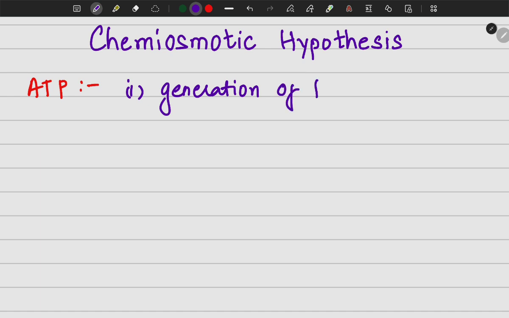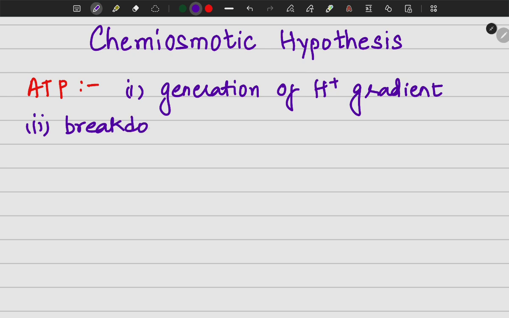In this session, we are going to learn about the chemiosmotic hypothesis that explains how the ATP is formed during the light reaction of photosynthesis. So, according to the chemiosmotic theory, the ATP formation is because of generation of proton gradient, proton or H plus gradient, and then there will be a breakdown of this gradient that will lead to the formation of ATP.